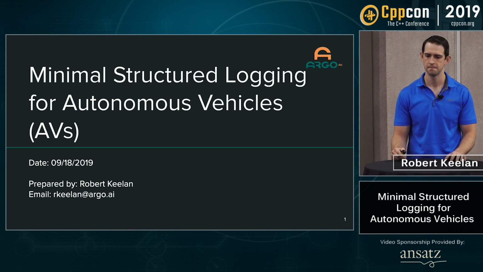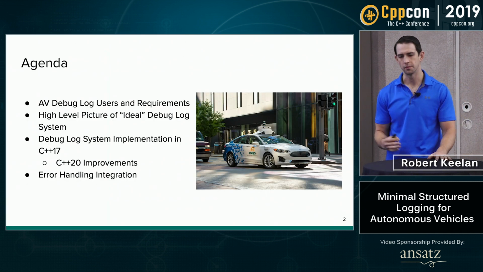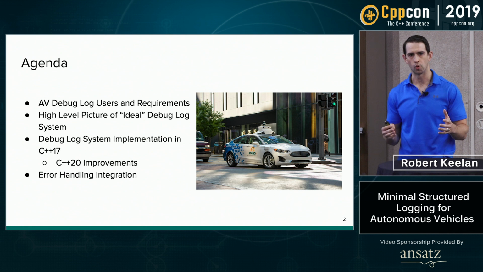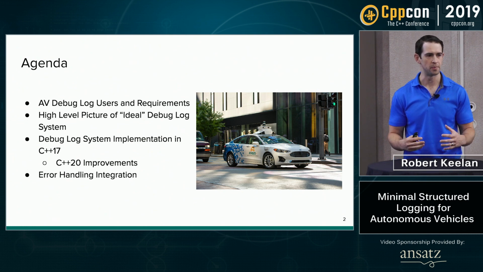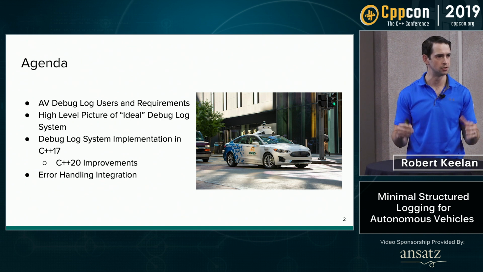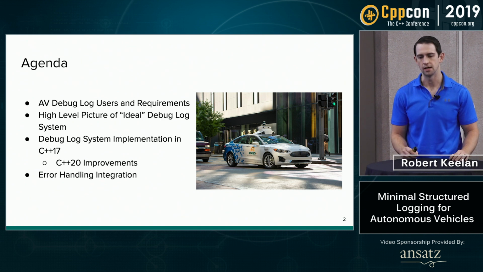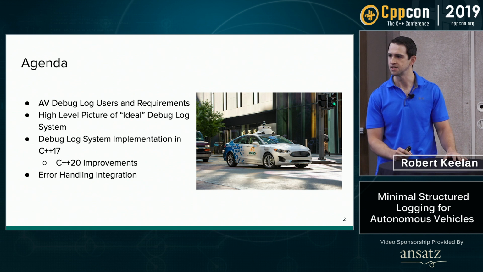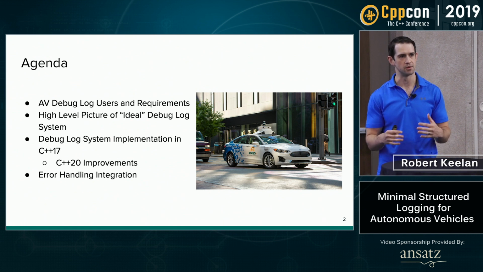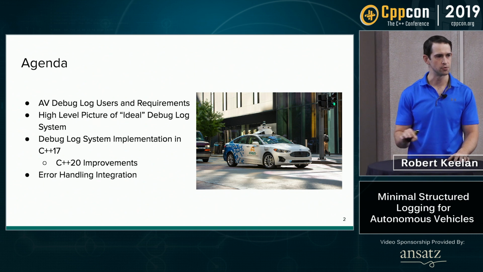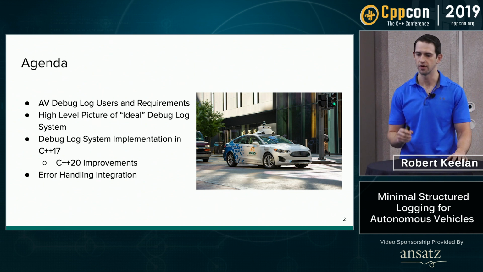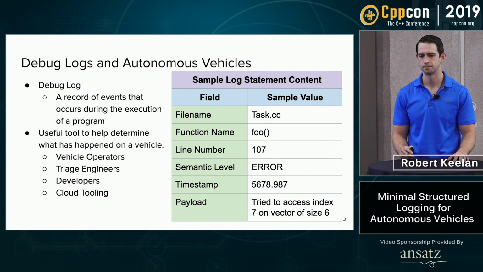Today I'm going to be talking about structured logging for autonomous vehicles, and I'm the Code Health Team Lead at Argo AI. So first we're going to be going through some of the high-level requirements about debug logging systems for autonomous vehicles. I'll give a high-level picture of what I consider my ideal debug logger to be. Then we'll talk about its implementation in C++17, and then go through what some of the improvements are to that implementation in C++20. And then finally, I'll talk through some integration with an error handling framework afterwards.